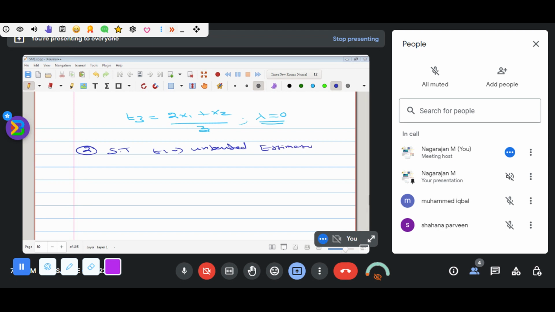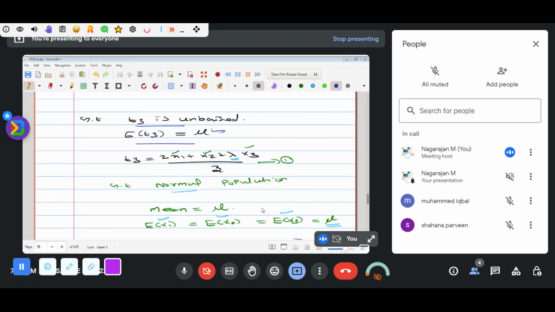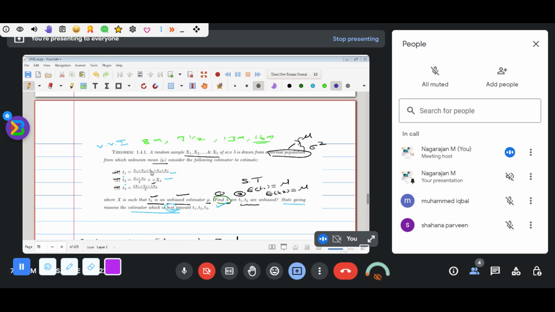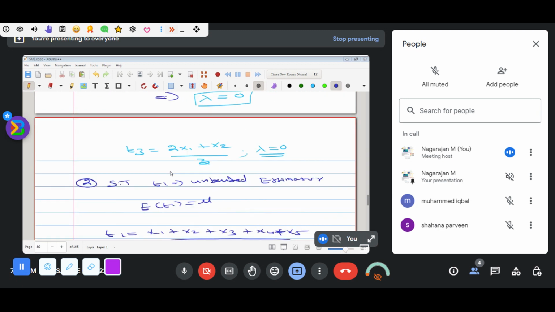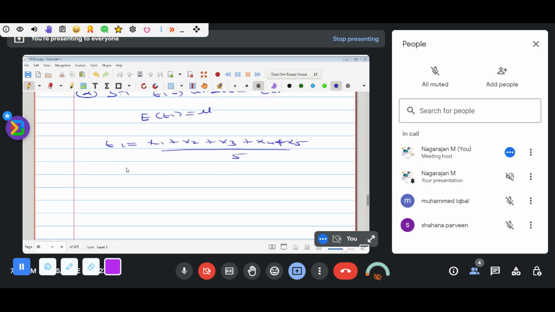How to show that? It involves showing that E of T1 equals mu. This is the basic idea. What is the T1 value? T1 equals x1 plus x2 plus x3 plus x4 plus x5, overall divided by 5. This is given. Therefore, I put it here. Now we take the expectation on both sides.